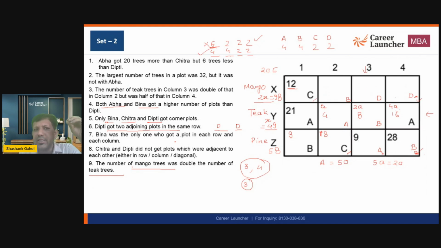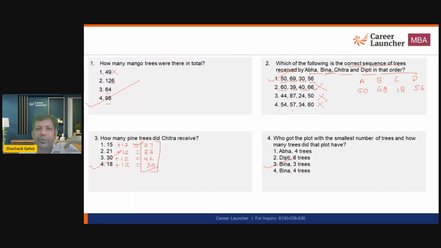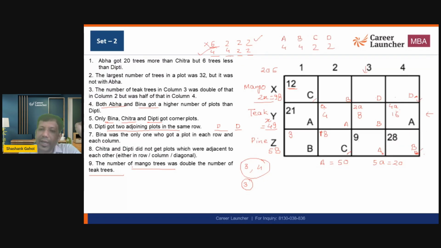So I got 5 answers till this point and I have not done a lot of calculation, because the question is asking me not to calculate. If I take the help of question number 2 and question number 3, I am good to go. I can directly find the answers. Now let's look at this. Deepti got a total of 56 trees. This is 56, this is 12, so 68. So Beena must be getting 30 trees of mango.